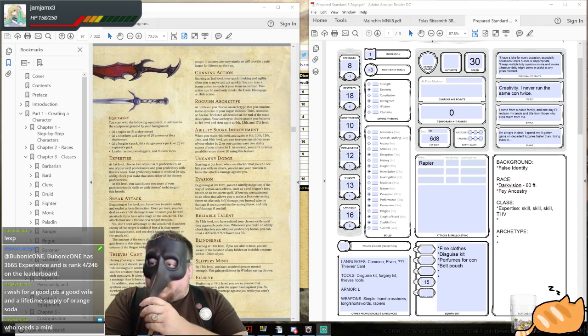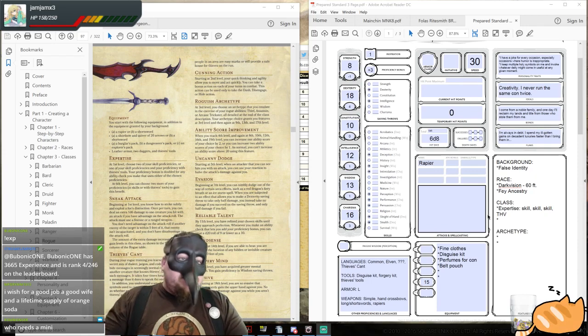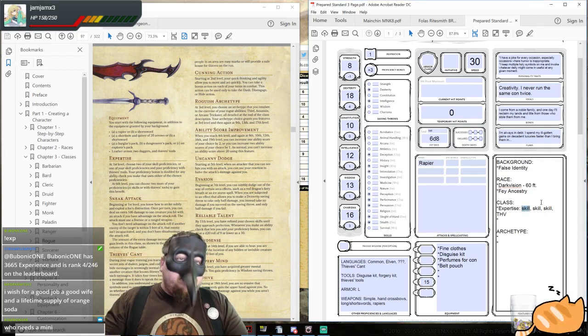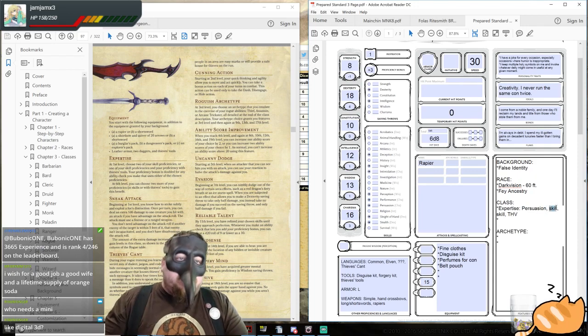Oh, 2 votes for deception, 1 for stealth, and a persuasion. Oh, I'm sorry if I missed a persuasion. I think persuasion could work too. That seems pretty solid. So let's do that. Persuasion, deception, and insight.